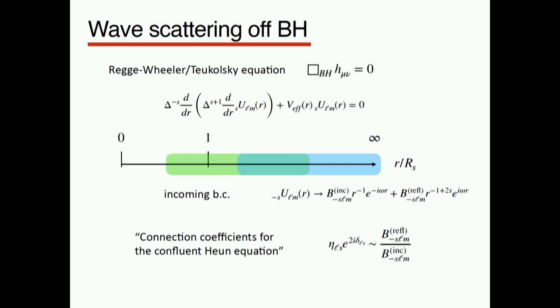The ratio of the growing and decaying part is precisely this scattering amplitude. Actually, this question of imposing boundary conditions here and reading them off at infinity for this kind of differential equation with this singularity structure is the so-called question of the connection coefficient for the confluent Heun equation. The confluent Heun equation is a differential equation with 3 singularities, with one of them being irregular.